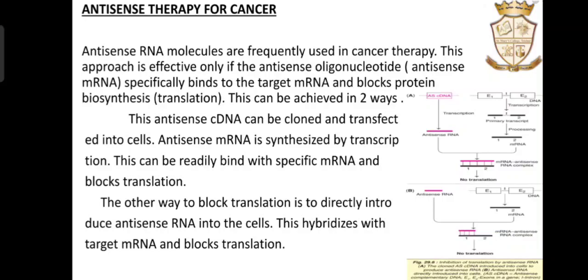The antisense cDNA can be cloned and transmitted into the cells. Antisense mRNA is synthesized by transcription. This can readily bind with a specific mRNA and block translation. The other way to block translation is to directly introduce antisense RNA into the cells. This hybridizes with the target mRNA and blocks translation.